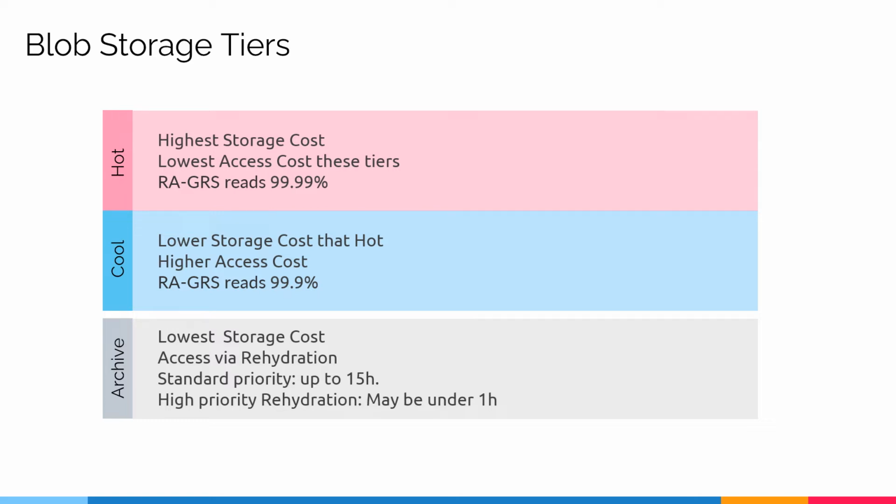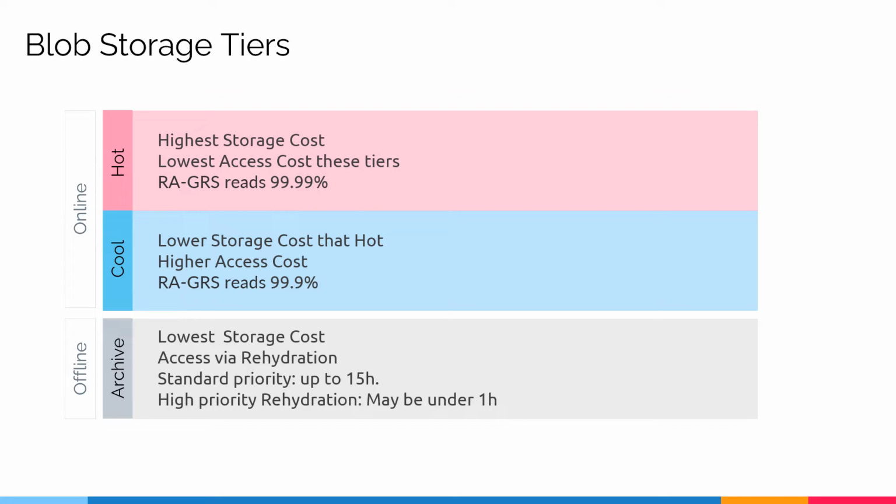That can be done either in standard priority, which might take up to 15 hours, or high priority in maybe under an hour. And that's why we consider archive storage to be offline, while cool and hot storage are online.